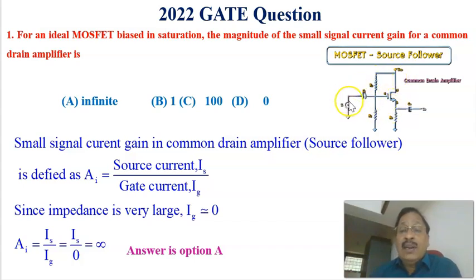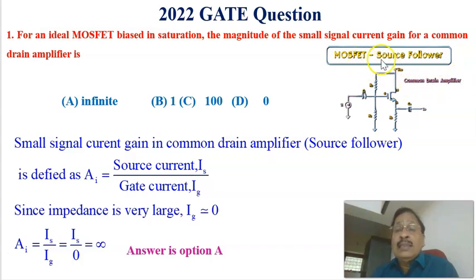A common drain amplifier means the drain is common to input and output. For example, in this circuit the input is given between the gate and the source, because when we draw the AC equivalent circuit, this VCC DC source can be shorted, so that the drain point is the same as the ground voltage. Here the input is given between the gate and the drain, and the output is taken between the source and drain. The drain is common to input and output, that is why it is called a common drain amplifier.